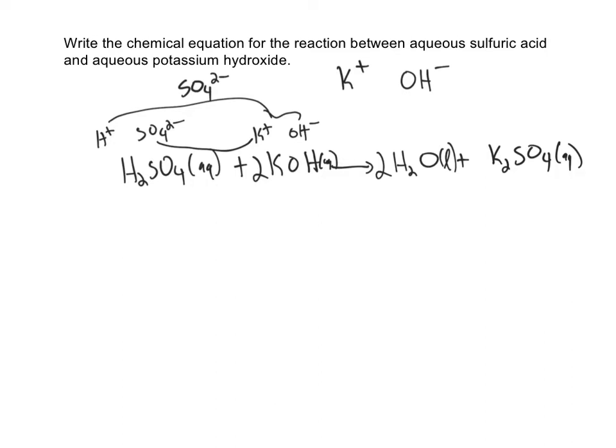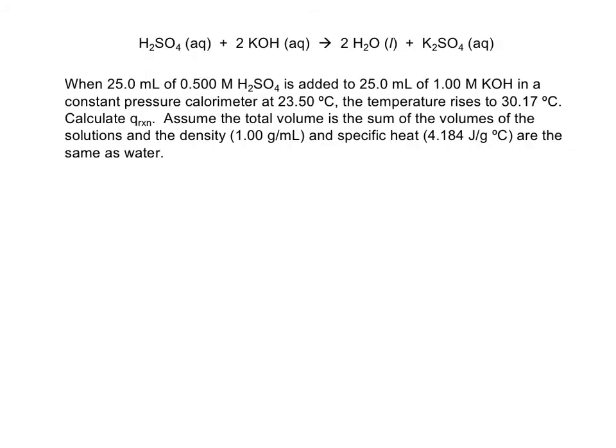So let's go on to the calorimetry part of the example. Alright, so we've got the same reaction on top that we've already completed and balanced. And we're told we have 25 milliliters of 0.5 molar sulfuric acid and 25 milliliters of 1 molar potassium hydroxide. The temperature starts out at 23.50. It rises to 30.17 when these reagents are mixed. And we want to calculate the heat of the reaction, the Q for the reaction.